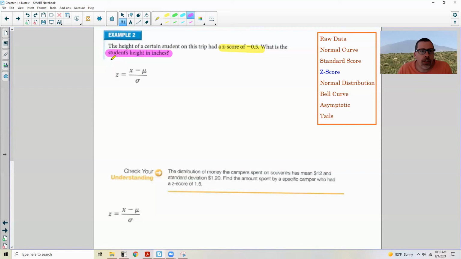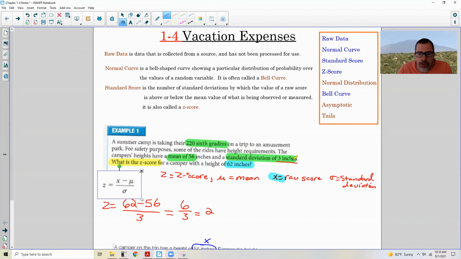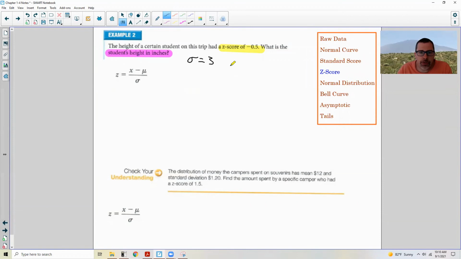That's what we know. So we're using the data from the prior question. I need to go back so I don't make a mistake. I think the standard deviation was 3, but let me make sure. So we have a standard deviation of 3 and an average of 56. Standard deviation 3, mu 56. Z score, negative 0.5. We want to find the raw data, the student's height, X.